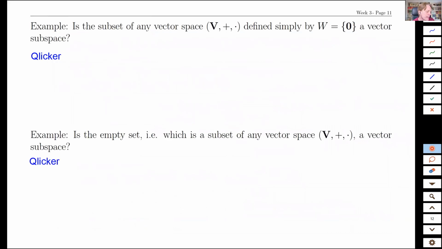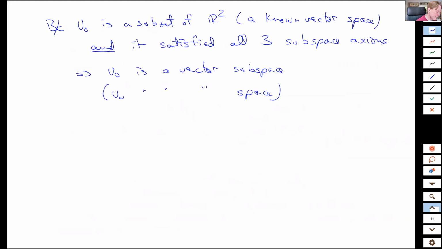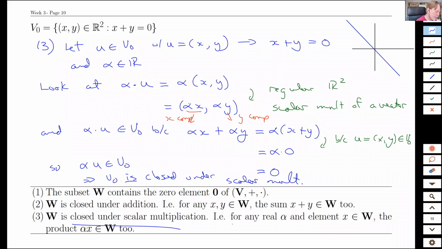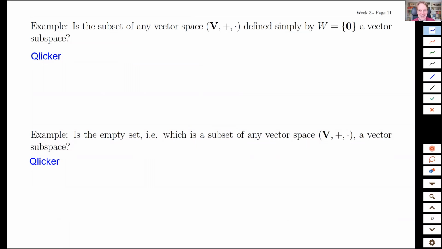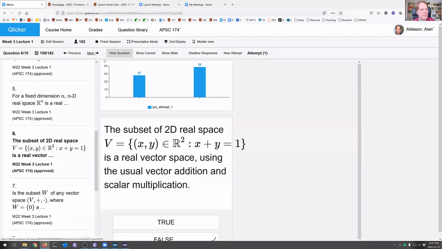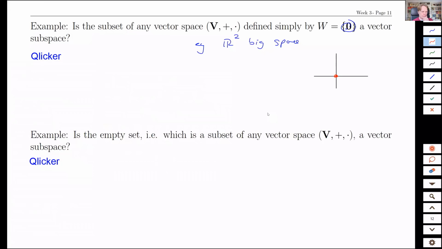All right, I'm going to throw it back to you. We're going to do 2 quick clicker questions. Think about those 3 axioms. So 0 element, closed under addition, closed under scalar multiplication, and think about how or if the set of just the 0 vector, so imagine this could be in R2. If we take R2 as our main space, as our big space, and we just limit it down to the origin, (0, 0), is that a vector subspace? That question is up on the clicker. Again, using the regular rules for R2 for addition and scalar multiplication.